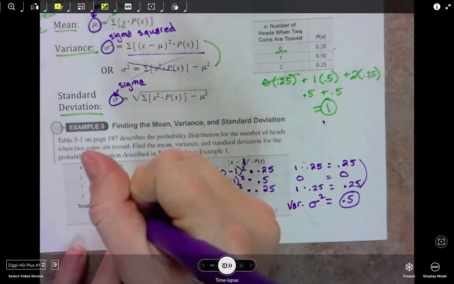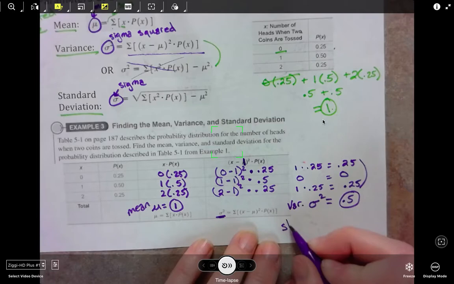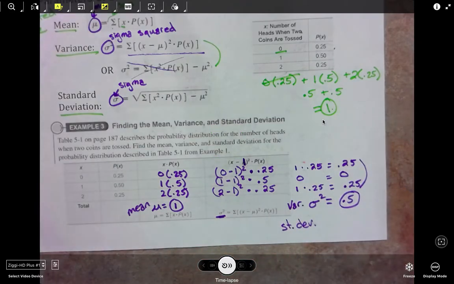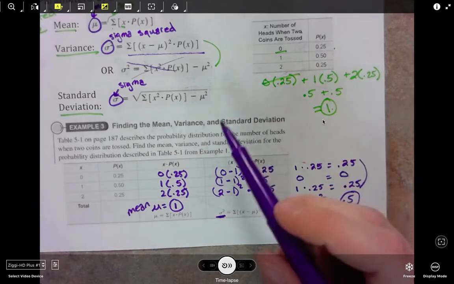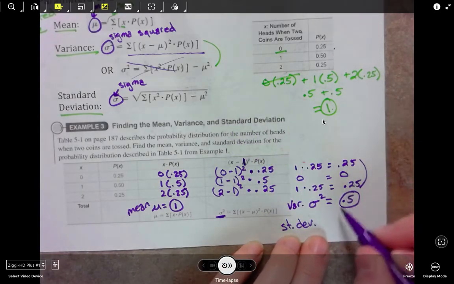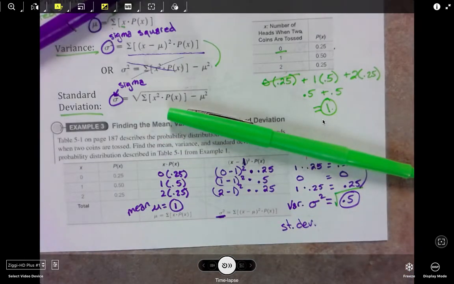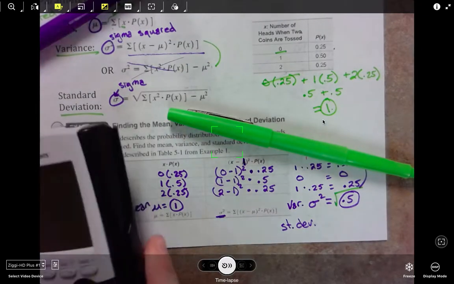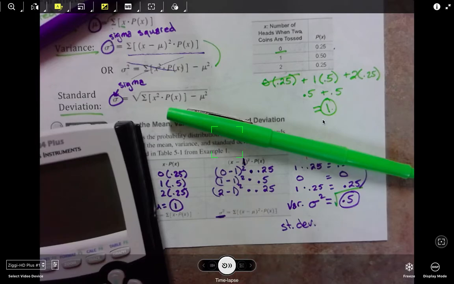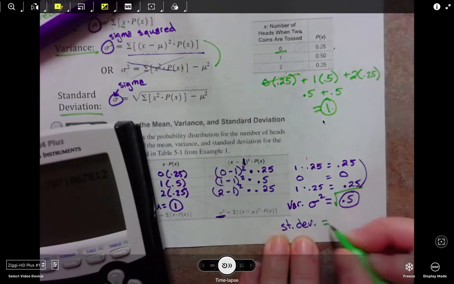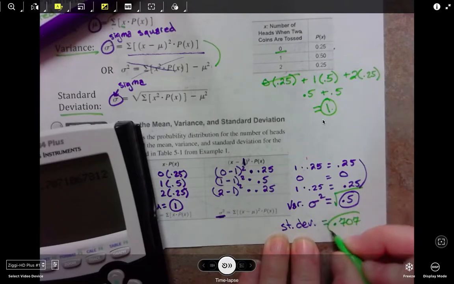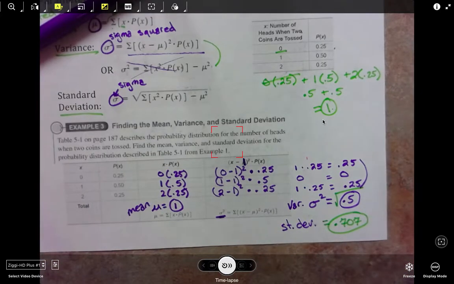Now, this is the variance, and this is the mean. And then we want to find the standard deviation. The beautiful thing is, and you should already know this, that if we know the variance, we don't have to do another formula for the standard deviation. We just take the square root of this number. So I'm going to take the square root of 0.5, which I should know. I'm doing this video at home, so I don't have my calculator right next to me. The square root of 0.5 is 0.707. I knew that. So the standard deviation is 0.707, okay?